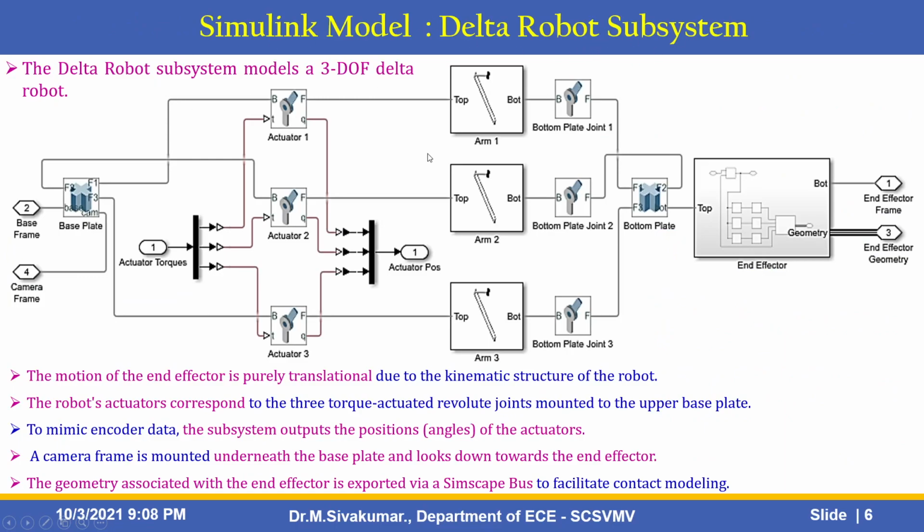The Delta robot subsystem models a 3 degree of freedom Delta robot: 1, 2, 3. The motion of the end effector is purely translational due to the kinematic structure of the robot. The robot actuators correspond to the 3 torque-actuated revolute joints mounted to the upper base plate. To mimic encoder data, the subsystem outputs the positions, that is the angles of the actuators. The camera frame is mounted underneath the base plate and looks down towards the end effector. The geometry associated with the end effector is exported via a Simscape bus to facilitate contact modeling.